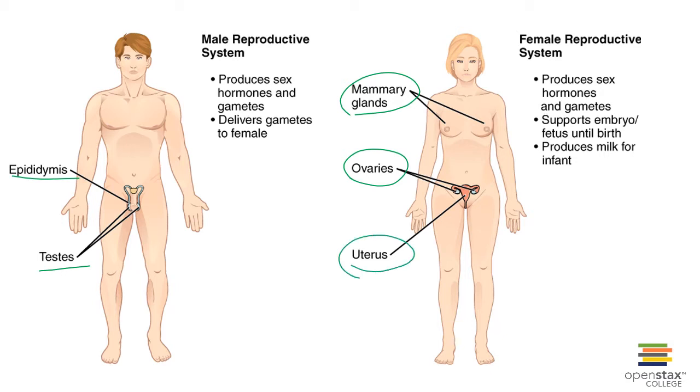Although we call them the same thing, reproductive system, and they are analogous to one another, you can see that definitely the female has a different and more prolonged involvement in reproduction than the male.